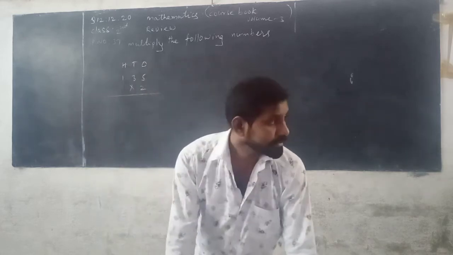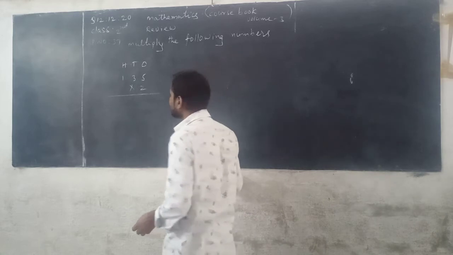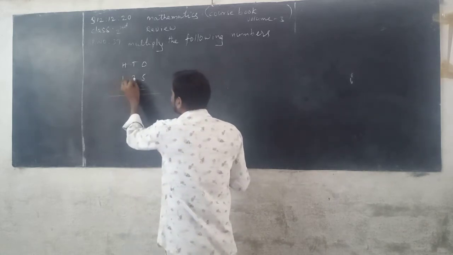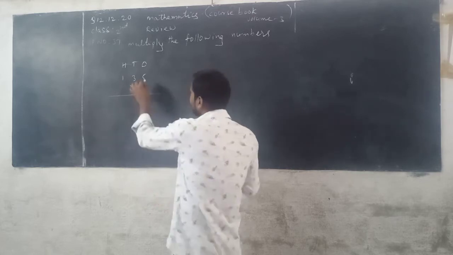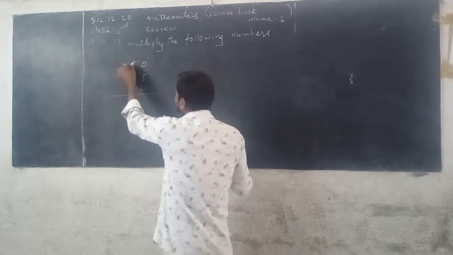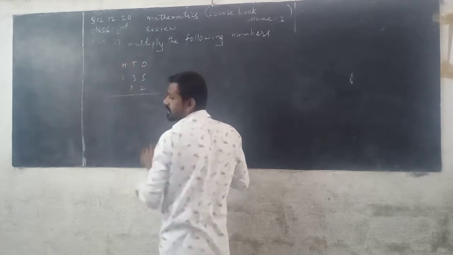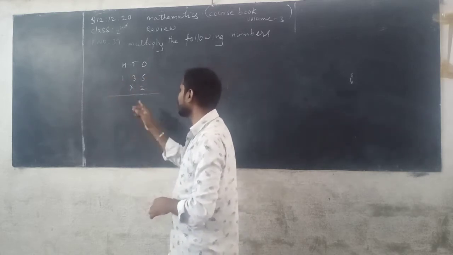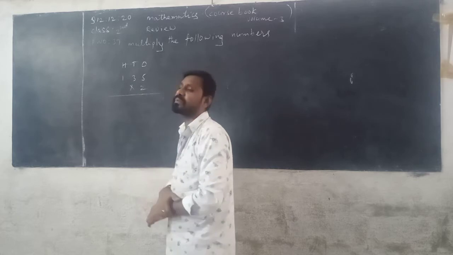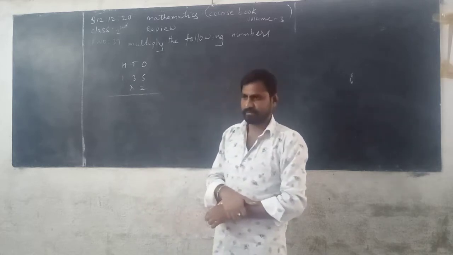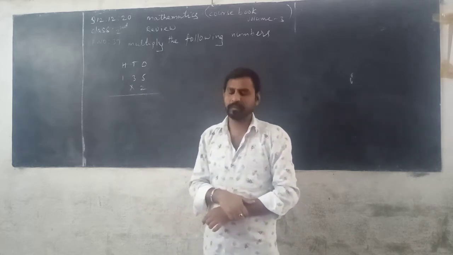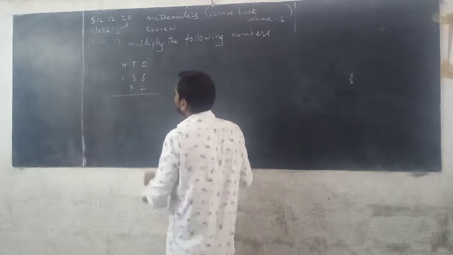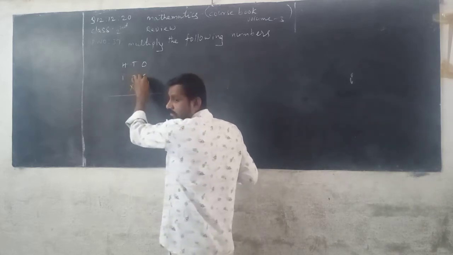See, first write the given number in columns according to their places. 135: 5 is in the ones place, 3 is in the tens place, 1 is in the hundreds place. It means 135 is multiplied with 2. First we multiply the ones place digit 5 with 2.